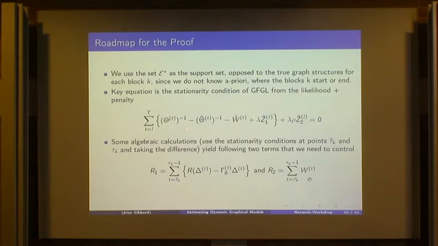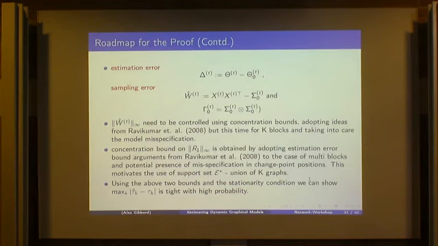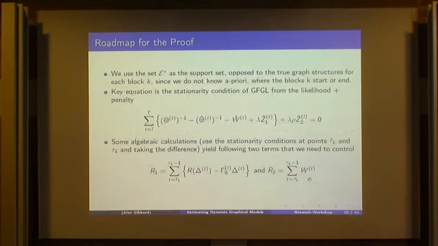Now, some algebraic calculation using the stationarity condition for the two points, tau hat k and tau k, and then if you take the difference, that would yield basically these two terms here. If you look at the second term, it is basically an empirical covariance minus the true covariance. So this is pretty much a sampling error term, and an estimation error term comes in the first term.